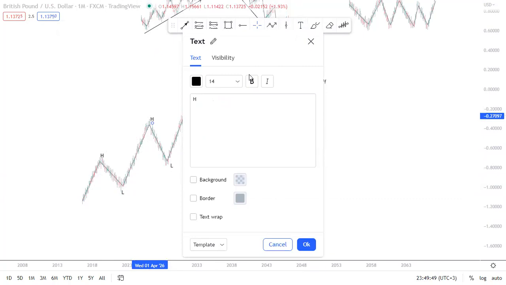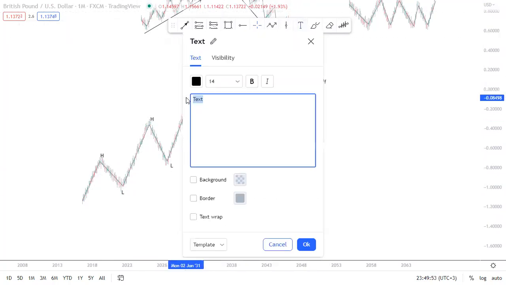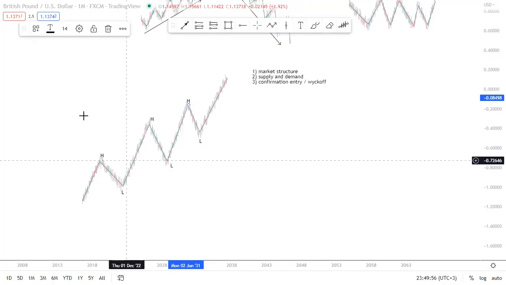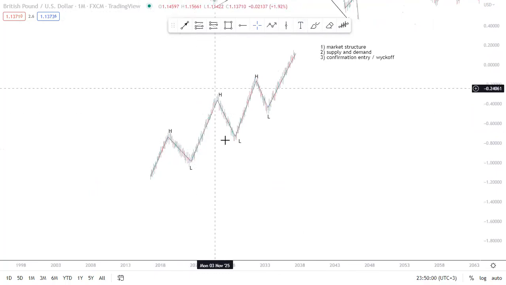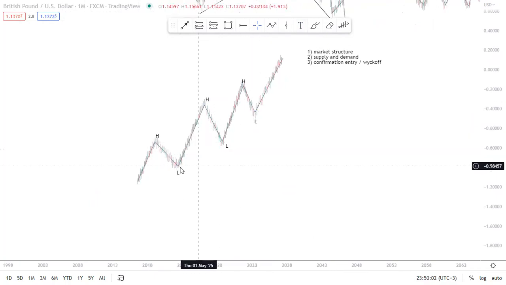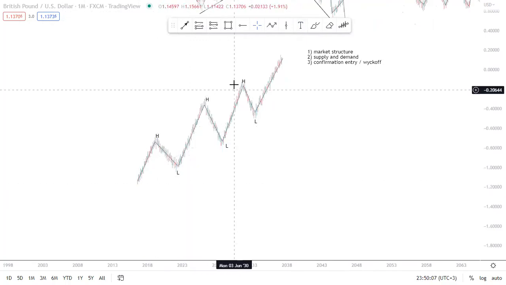Okay, highs here, maybe in this one. So what are we saying? As the market is moving, it's forming high lows, high lows, high lows. I think with English, it makes sense. This is high, this is low, this is high, this is low, this is high, this is low.